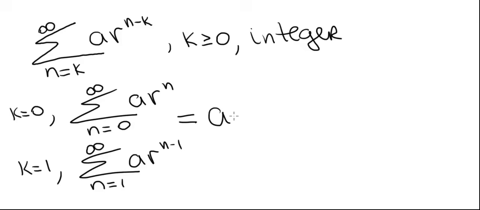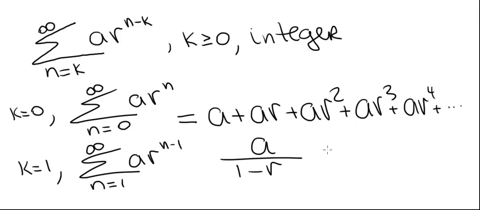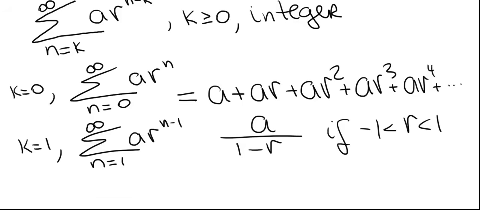It's a series of the form a plus ar plus ar squared plus ar cubed plus ar to the fourth, and so on. And this adds up to a divided by 1 minus r, provided that r is strictly between minus 1 and 1, and it doesn't add up to a finite number if r is not in that interval. So in this video, we're actually going to derive this result. We're going to derive and see why this is true.